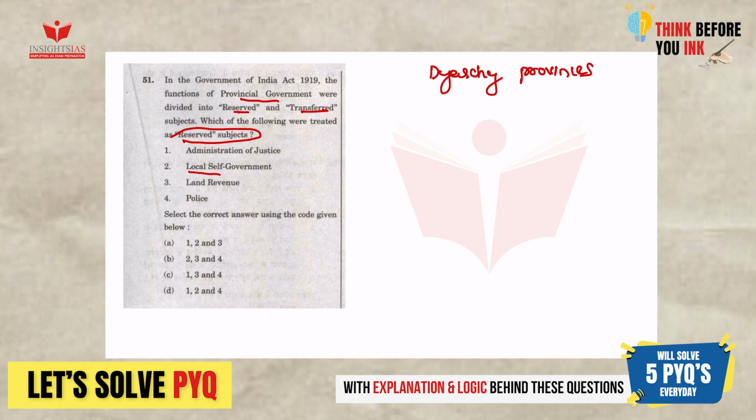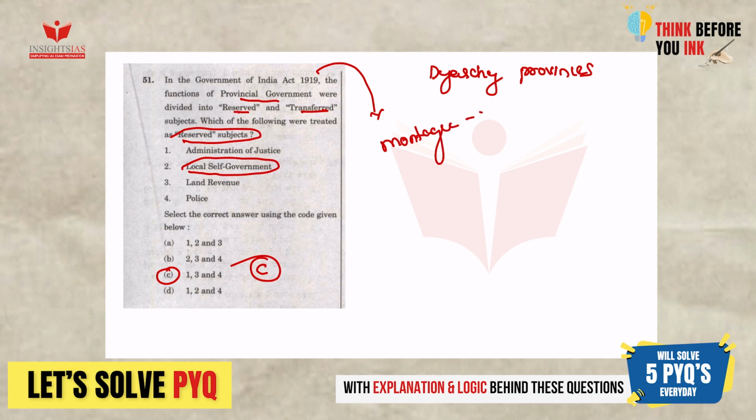But local self-government is dependent on finances and other things, and obviously that was a transferred subject, or you can say it was not a reserved subject. So if you look at the options, you have to identify which are reserved. So the answer will be C, that is 1, 3 and 4. And the Government of India Act 1919 is also called the Montagu-Chelmsford reforms.